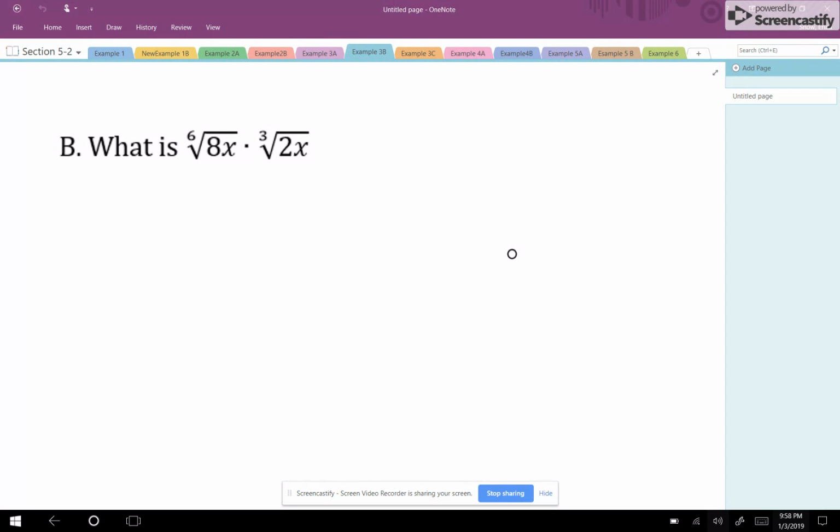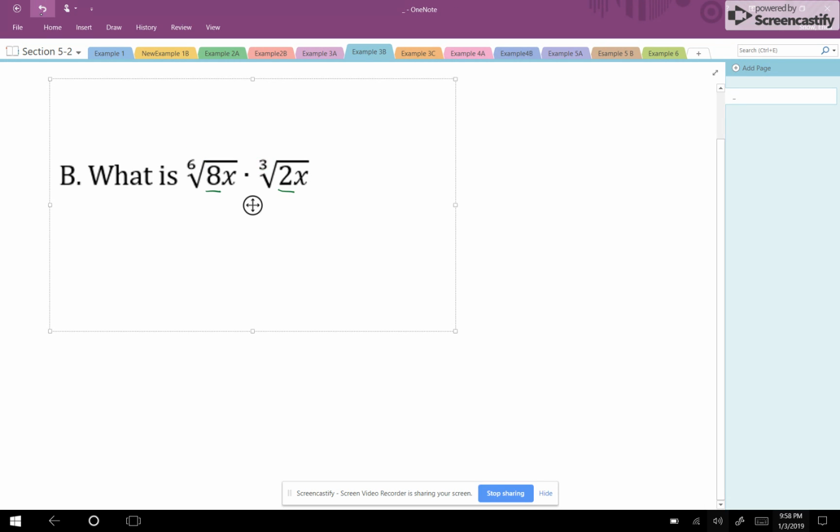Okay, for this one, what you will notice is that the radicands are not the same, so we can't do anything with those. And our indices are not the same, so we can't do anything with those. So this looks like a pretty impossible problem. However, the secret here is knowing that 8 is equal to 2 cubed.